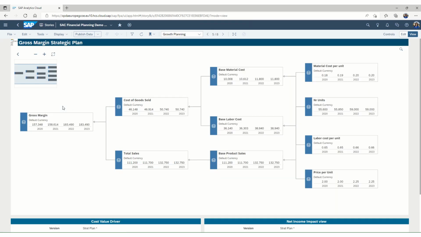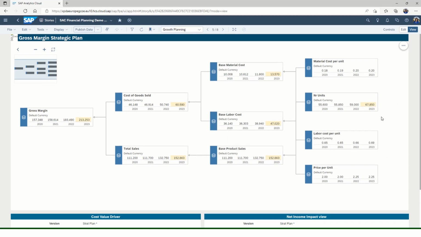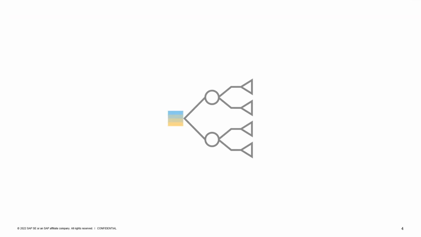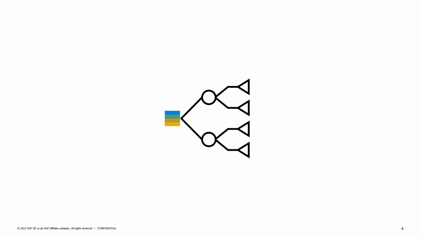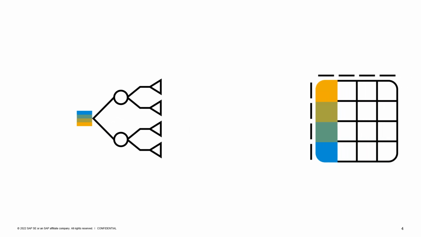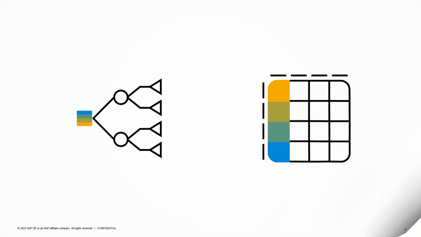The value driver tree is a graphical representation of the gross margin's major components. We adjust the labor unit cost for 2023 by adding 5%. The impact is immediately visible all the way to the gross margin. We then adjust the number of expected units by using the slider. The value driver tree is useful for quick changes at an aggregate level. However, the standard table remains more appropriate for detailed changes.